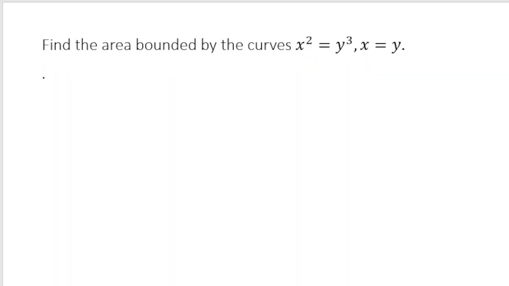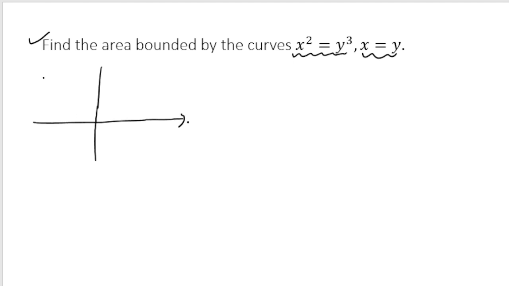Now this is a very important choice to make, whether you have to take a horizontal strip or a vertical strip. This question is even more interesting because the curve that I have considered here is not a standard curve. x square is equal to y cube and x is equal to y. So let us first draw this region, that is, what is the region being bounded by these.